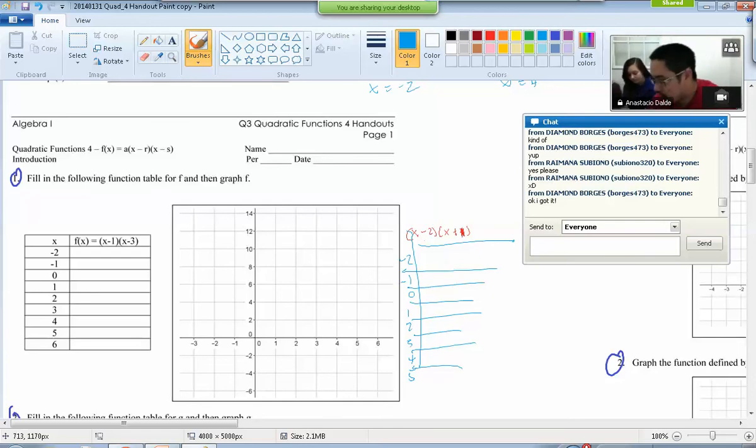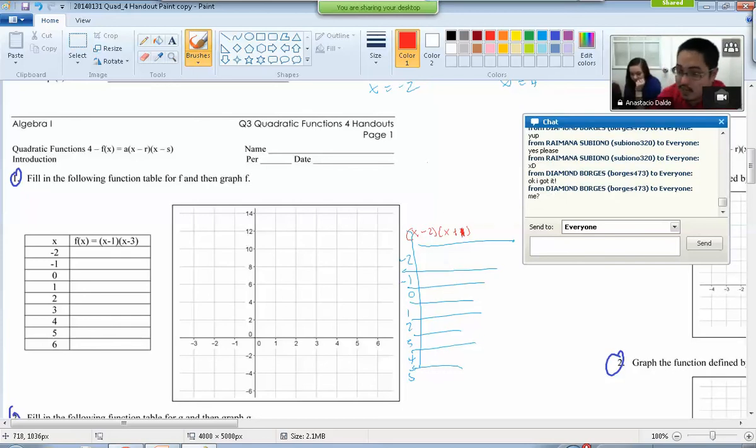If I plug in -2 into here, and by the way, keep in mind that what I'm doing here on this graph on page 2 or whatever is not your homework. It's a separate problem that I just made up. I made this up.